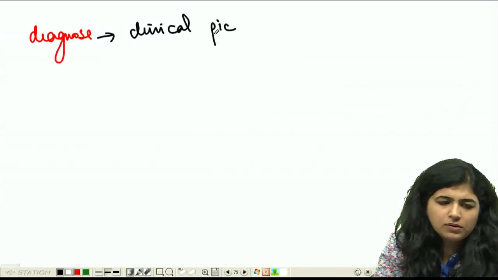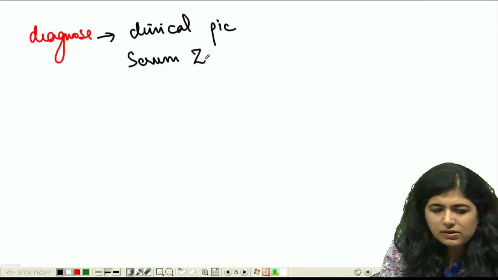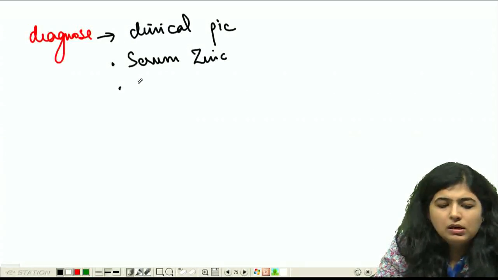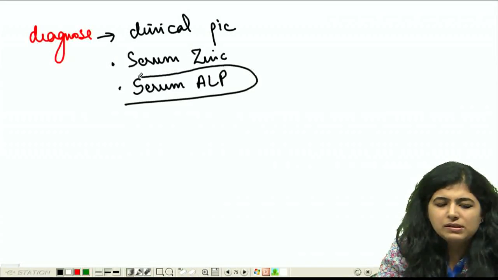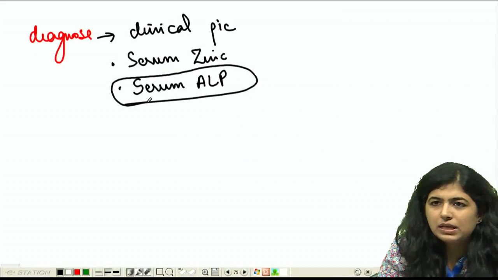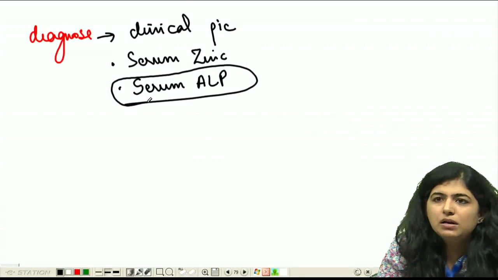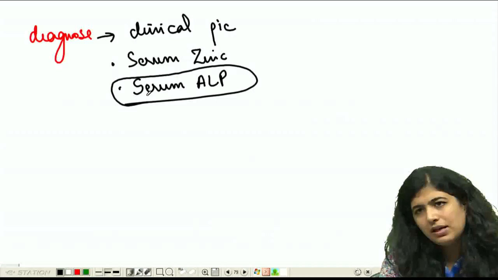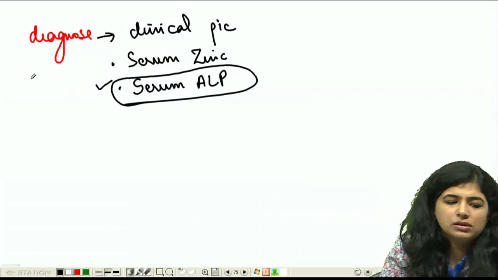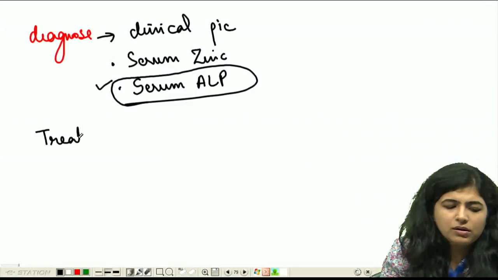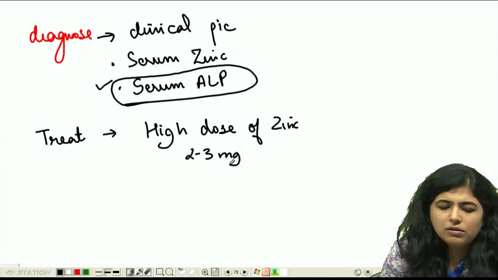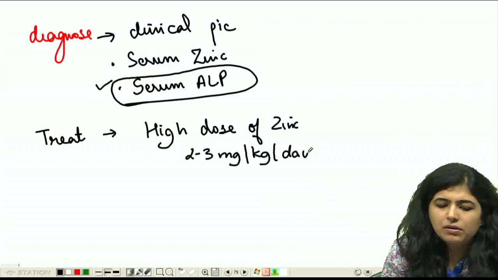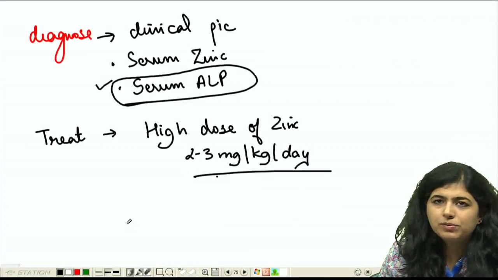clinical picture. Then serum zinc, it's a very difficult and expensive examination, so sometimes you can also measure the level of serum ALP, because ALP is a zinc enzyme. Zinc plays an important role in ALP. Measure the levels of ALP. If zinc is less, ALP is less, and vice versa. So you can also measure levels of serum ALP. How do you treat? You treat with high dose of zinc, around 2 to 3 mg per kg per day. So this is how you treat acrodermatitis enteropathica.